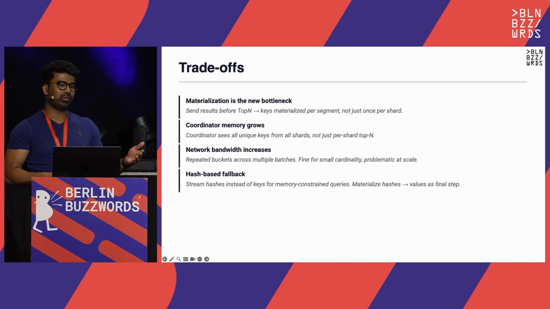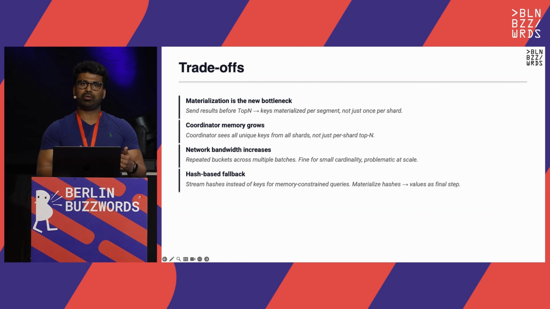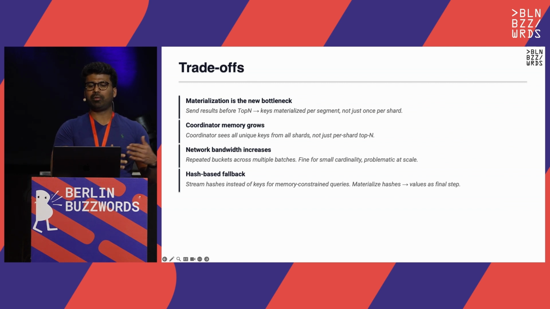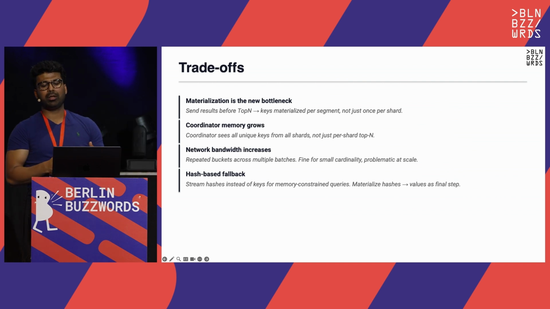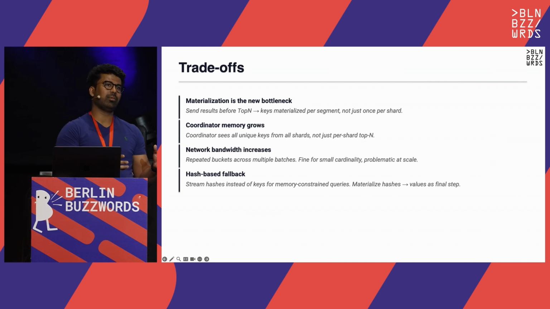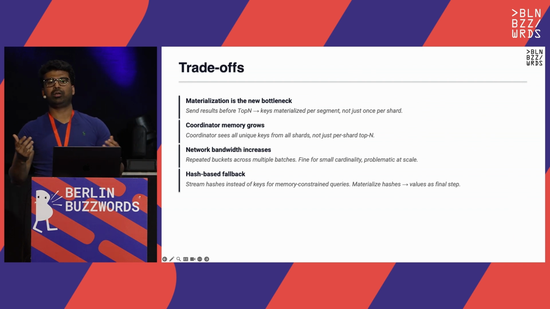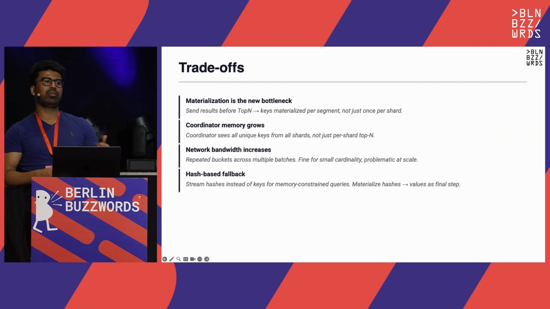Coordinator memory also grows significantly. The coordinator now sees all unique keys from all shards, not just the top n from each, right? So streaming queries can execute if they fit within the coordinator's memory, which is a constraint. But at the same time, you can have different types of nodes as coordinators, with much larger memory, because the resource requirements for coordinator and data node are now much different. Instead of paying the memory penalty on 10, 15, 20 data nodes, you only pay it on the coordinator.